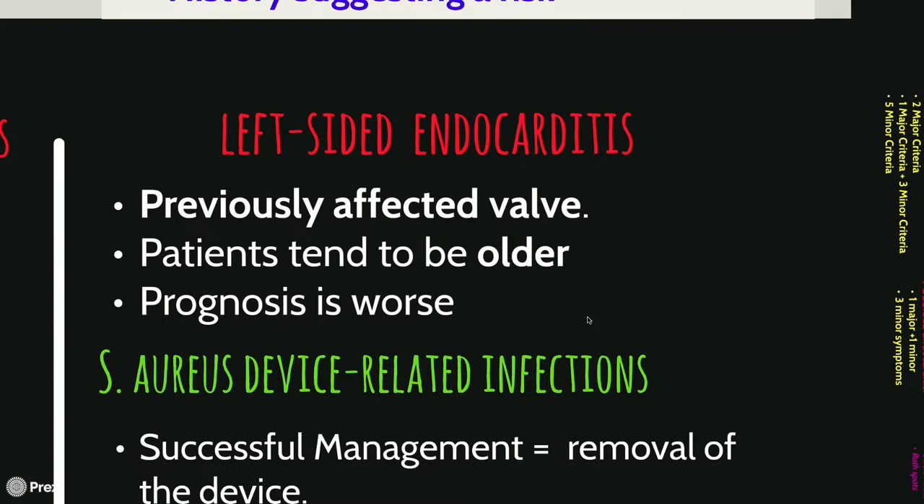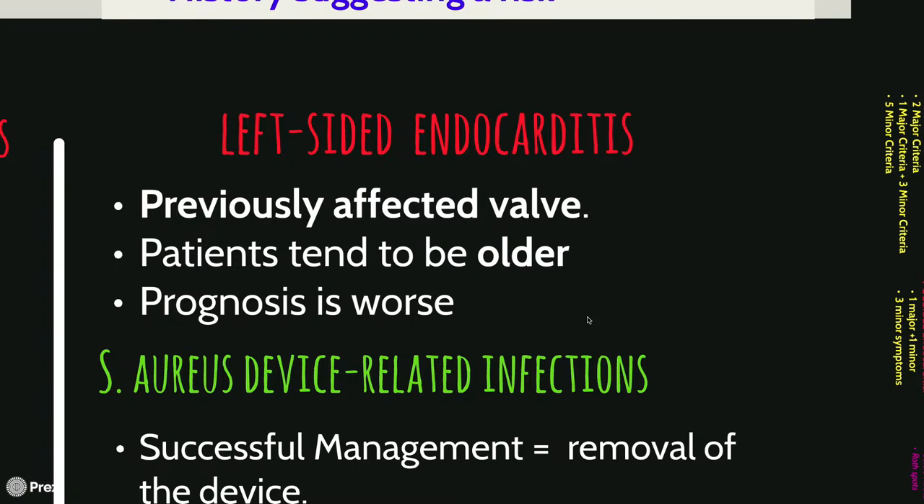Partly agree, but you should not forget that the valves have direct contact with the blood. So some level of white blood cells definitely reaches them, but I agree that removal of the bacteria once it gets set is very important. And when there is a left-sided endocarditis caused by Staph aureus, patients tend to be older, and prognosis is worse.